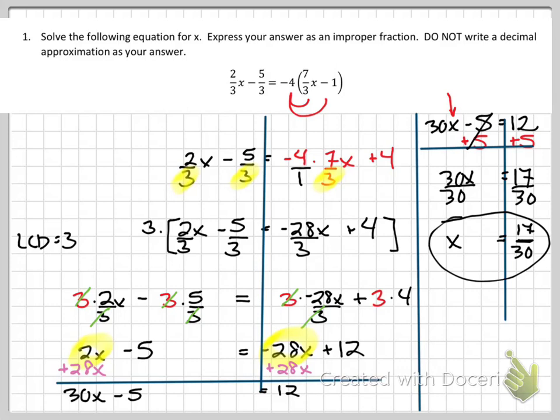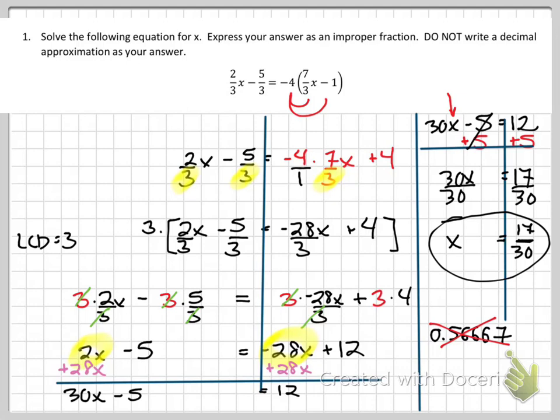Remember, I do not want a decimal for an answer. You want to keep it as a fraction. If you typed 17 over 30 into your calculator, you would see that it would give you an approximate answer. What your calculator gives you is something that looks like this. If that was your answer, you would lose points. We want it in exact form, in fraction form, not as approximations.